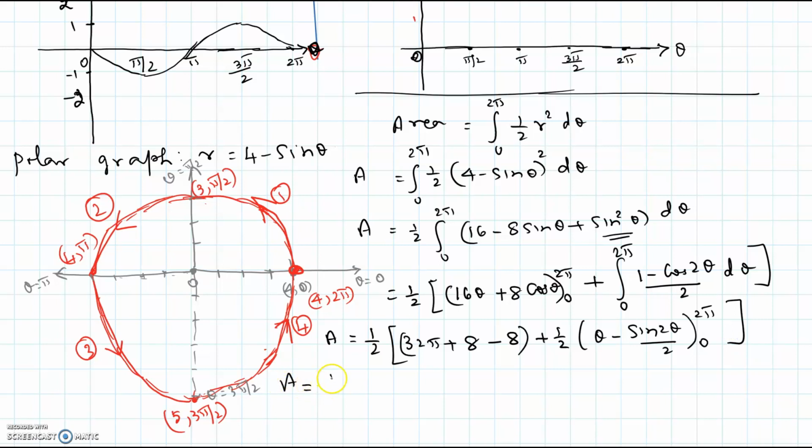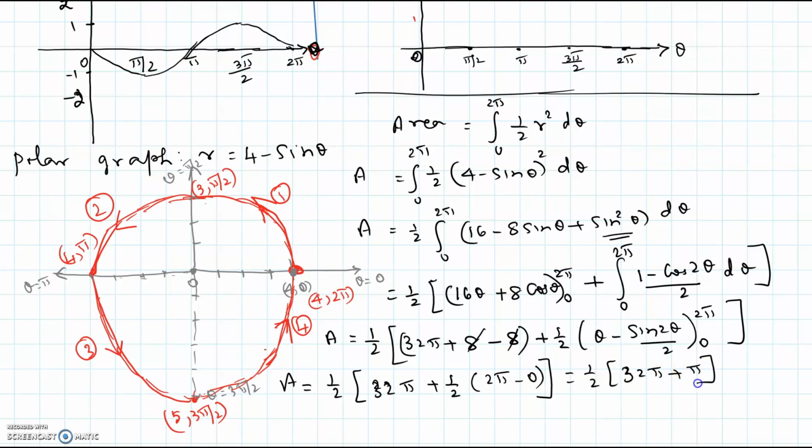So the area is equal to 1 half times 32 pi. These two cancel out. Then we have half. Now plug in the upper limit, which is 2 pi, and then sine of 2 times 2 pi will be 0. At the lower limit, it will be 0. So we get half of 32 pi plus pi, which is 33 pi. So it will be 33 pi halves. You can write unit square, this being area.